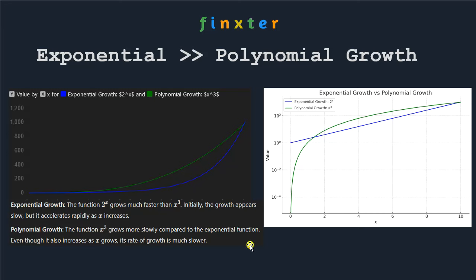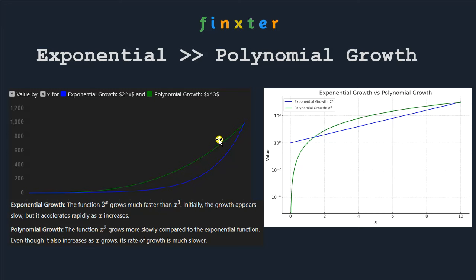Here we see how exponential growth is much faster than polynomial growth. It supersedes polynomial growth. And in these two charts, I gave two functions. The blue function is the exponential growth function, 2 to the power of x. And the orange chart is the polynomial growth function, x to the power of 3. So initially, the slope of the growth in the orange line is much faster, right?